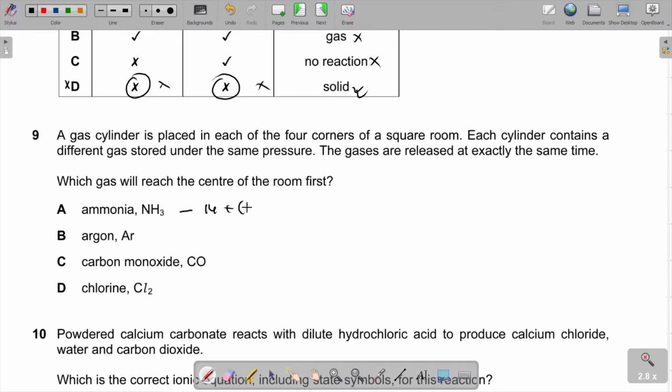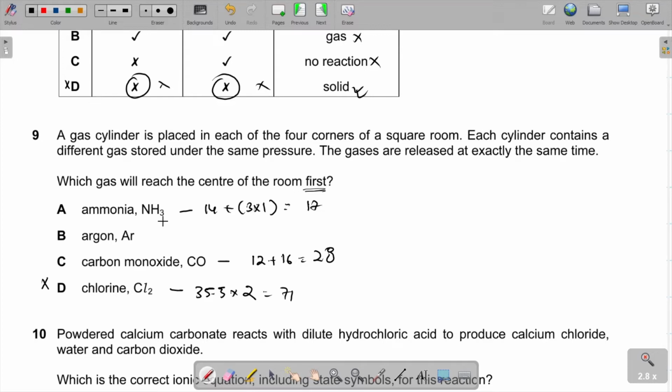Nitrogen is 14 plus 3 times 1 with hydrogen, so it's going to be 14 plus 3, which is 17. For carbon monoxide, carbon is 12 plus oxygen is 16, so 12 plus 16 gives me 28. Now let's find it for chlorine. Chlorine is 35.5. Remember, I'm using the periodic table for this off camera, so you're also allowed to use the periodic table. 35.5 times 2 is 71. We can omit chlorine because the question says center of the room first, and chlorine is literally the heaviest among all of them. The only thing left is argon.